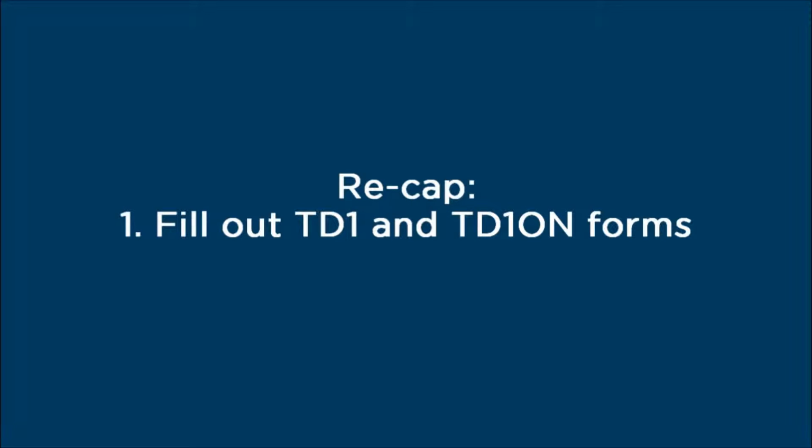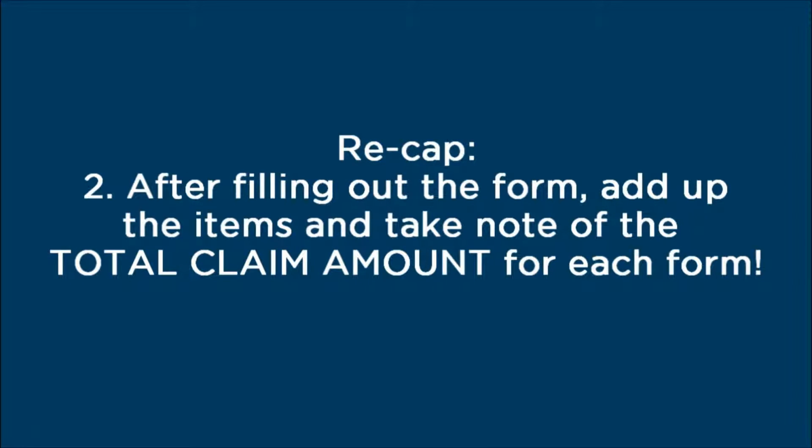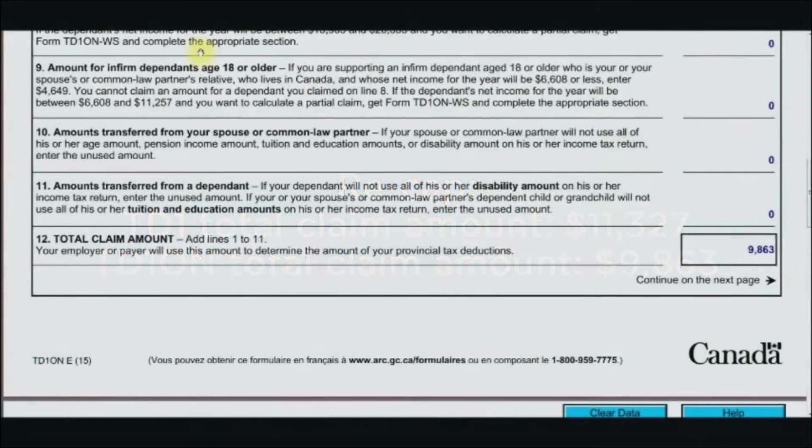We asked your employee to fill out 2 forms, which is the federal form, the TD1 form, and the provincial form, the TD1ON form. You fill out each field and you add it all up and you keep note of the number that is on item number 13 for the federal form and item number 12, which is on the provincial form. So on the federal form, it is 11,327, and on the provincial form, it's 9,863. So with these 2 numbers in mind, we will derive what's called the claim codes for your employee.